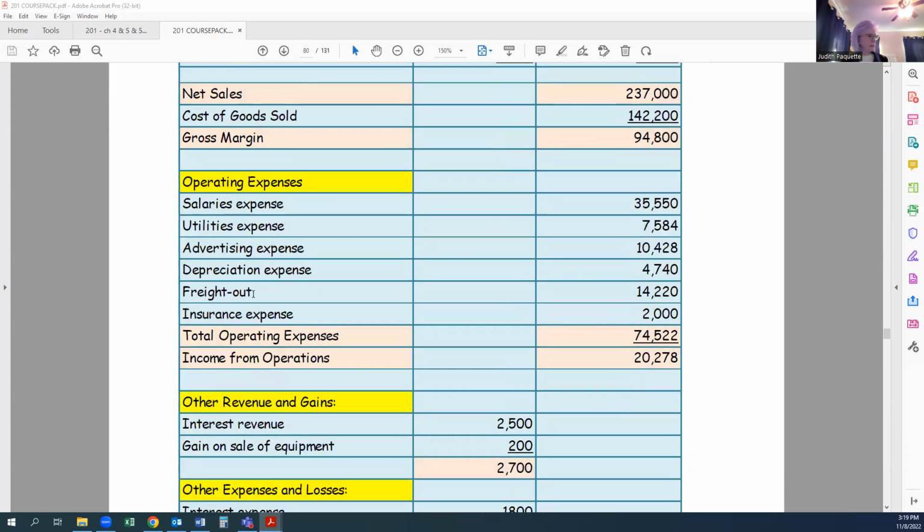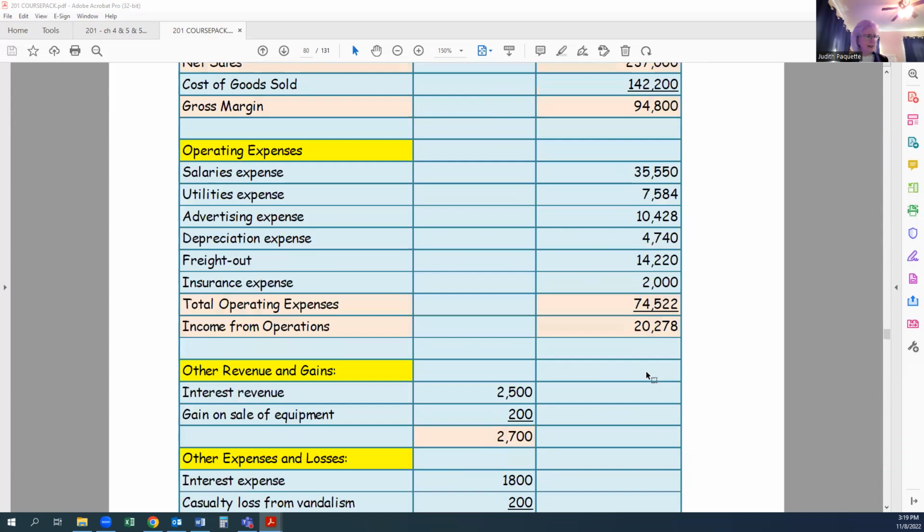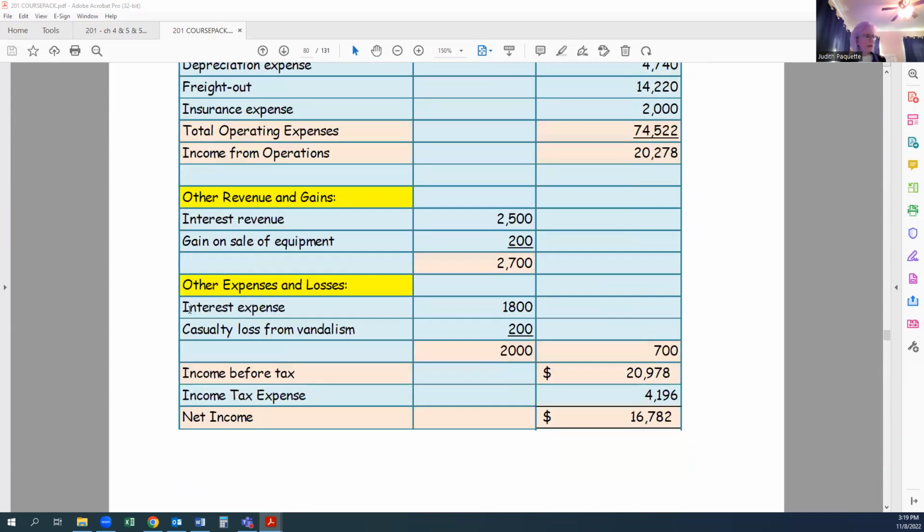So here we have operating expenses, total operating expenses. Income from operations is the difference between gross margin and operating expenses. Then we have these other revenue and gains, other expenses and losses, and you have to know which one's bigger because we're going to add the revenue and we're going to subtract the expenses. So in this case, the revenue was bigger. So we're going to add it to get to 20978, right? Then we calculate income tax, and the problem gave us that income tax was a certain percent, I think 20%. And then we get to net income. That's what's required.